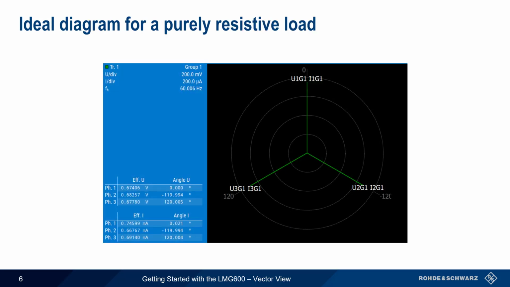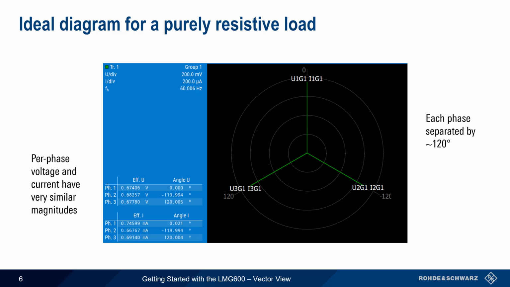Next, let's look at a few examples, starting with an ideal vector diagram for a purely resistive three-phase load. In this case, the voltage vectors and currents for each phase have very similar magnitudes, respectively, and the 3 phases are separated by approximately 120 degrees. Again, this is an ideal case and would only be seen if the load were purely resistive.